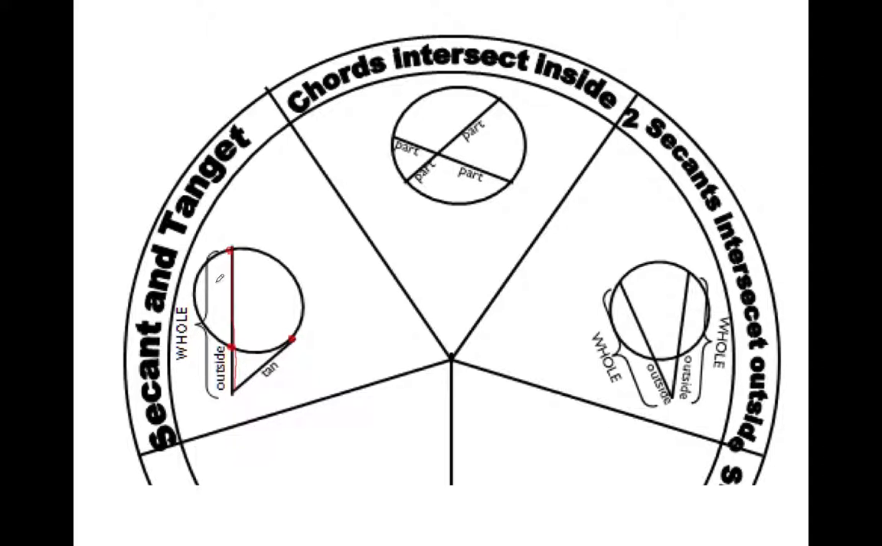But what secant and tangent tells us is that they're meeting at an external point, meaning the vertex, the point of their intersection, is on the outside of the circle. We're also going to talk about chords that intersect inside the circle, but please do not get this mixed up with angles on the inside of the circle. And last but not least, we're going to talk about secants that intersect outside of the circle.